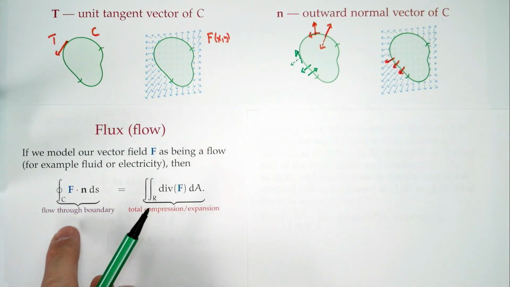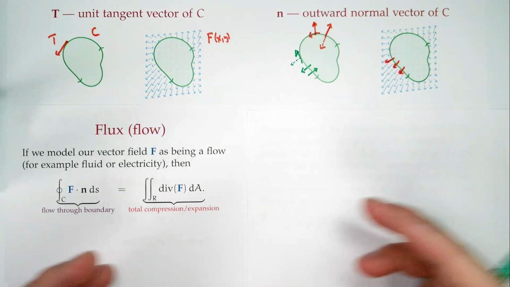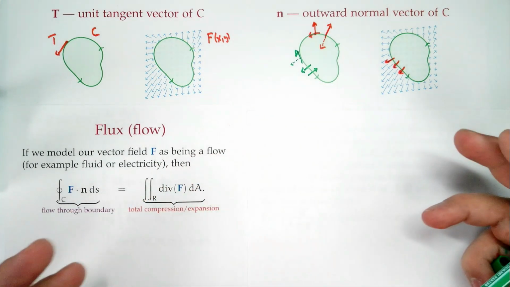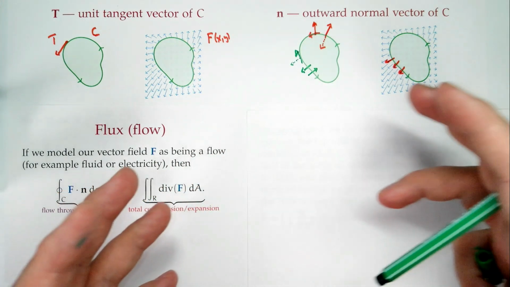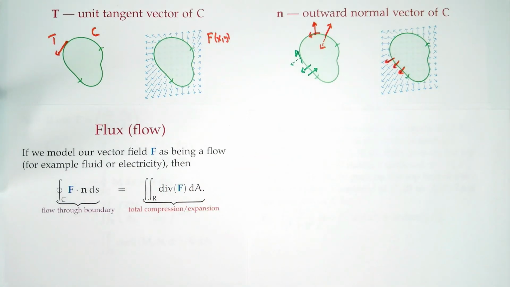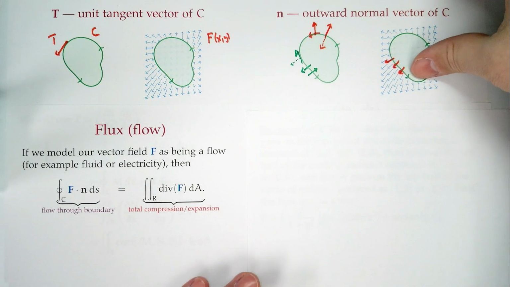So a positive number means there's an excess, more is going out. A negative number, more is coming in. So that's the way you should think about that. Now we need to do an example, and let's do one.